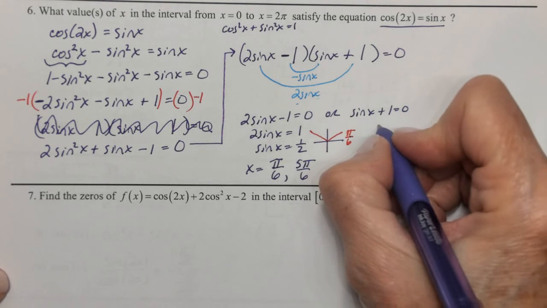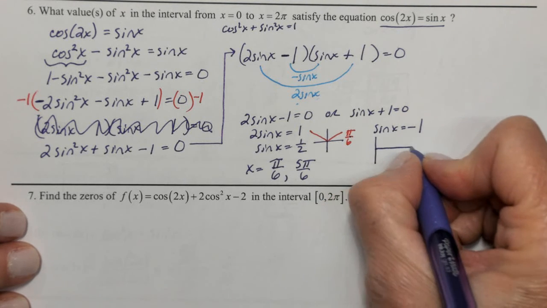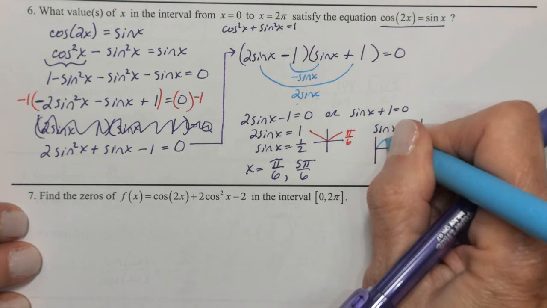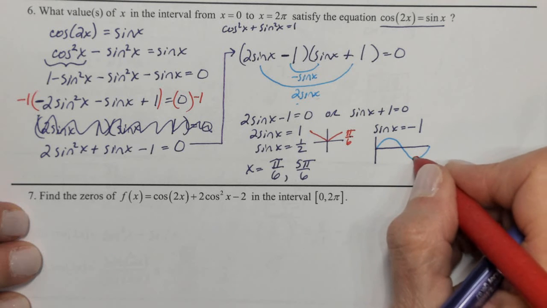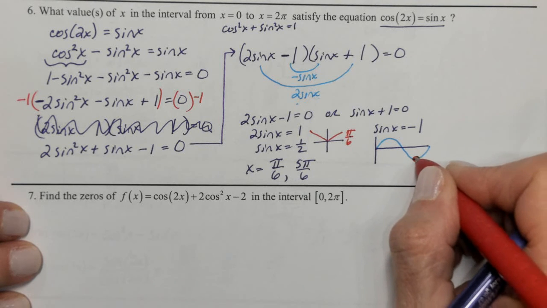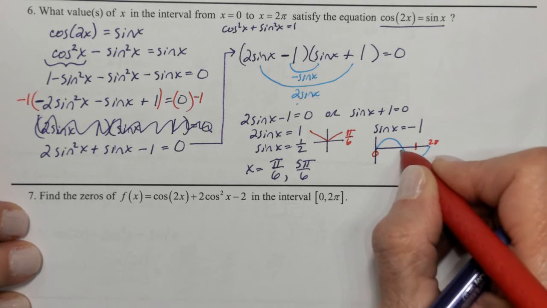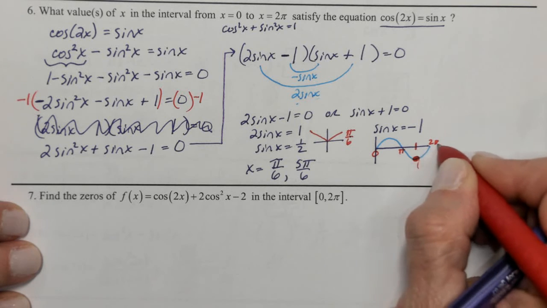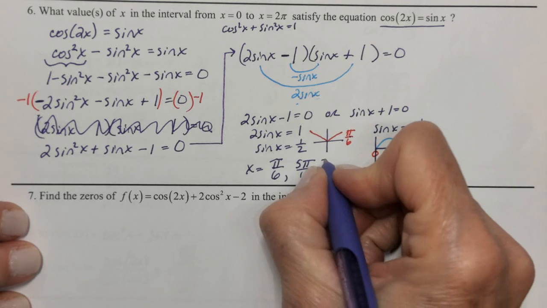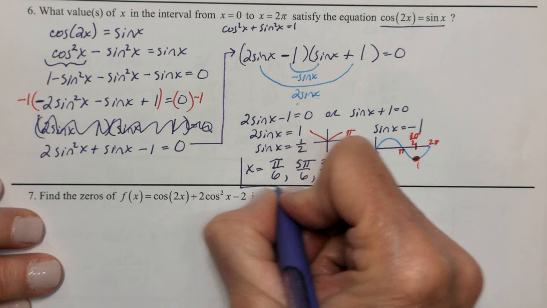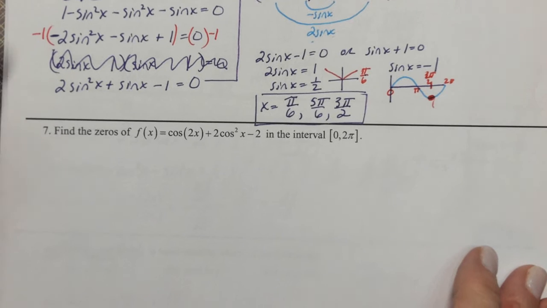For this other piece, I have sine of x is negative 1. For that, I like to look at the graph. I will draw the graph of sine x from 0 to 2 pi. Where is sine x negative 1? Well, sine is negative 1 right here. What angle is that? Well, this is 0, this is 2 pi, this is pi, so this is halfway between pi and 2 pi. That is 3 pi over 2. So I'm going to add 3 pi over 2 to my answers. A bit longer of a solving one.